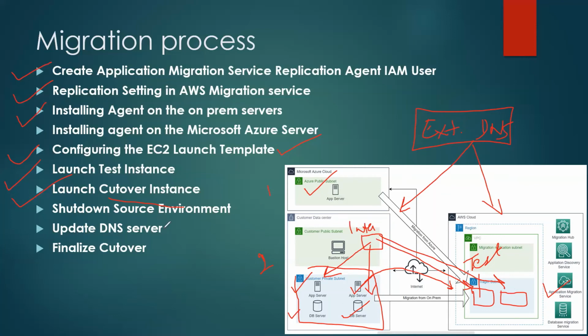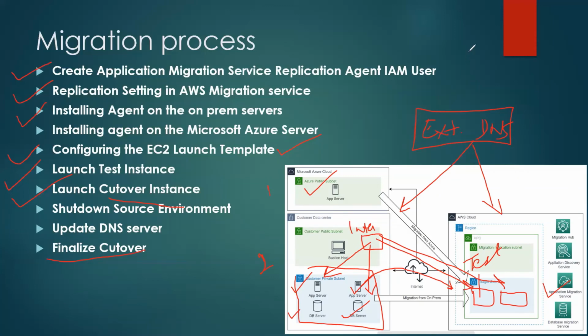So after updating the DNS, we will shut down this environment. All that traffic will be moved to the AWS Cloud. After that, we can finalize the cutover. So that's the basic thing about the migration process.